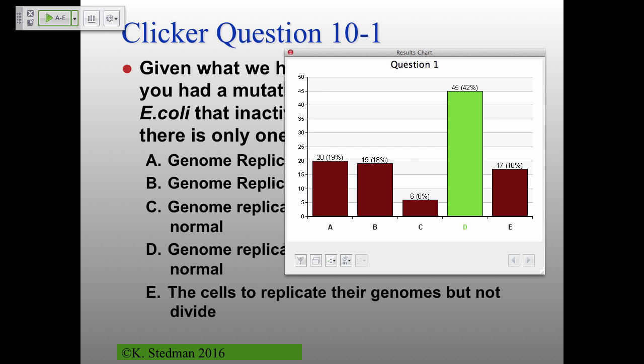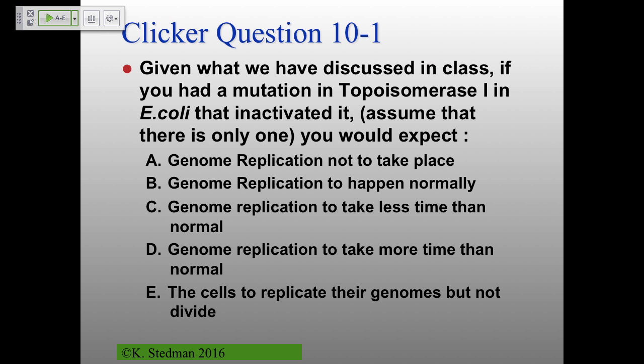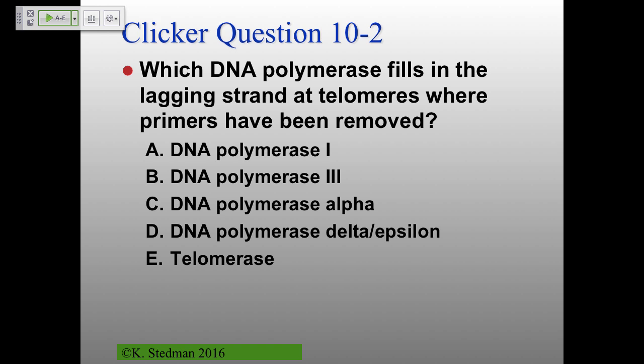So our next question for today is, which DNA polymerase fills in the lagging strand telomeres where primers have been removed? DNA polymerase 1, DNA polymerase 3, DNA polymerase alpha, DNA polymerase delta epsilon, or telomerase?